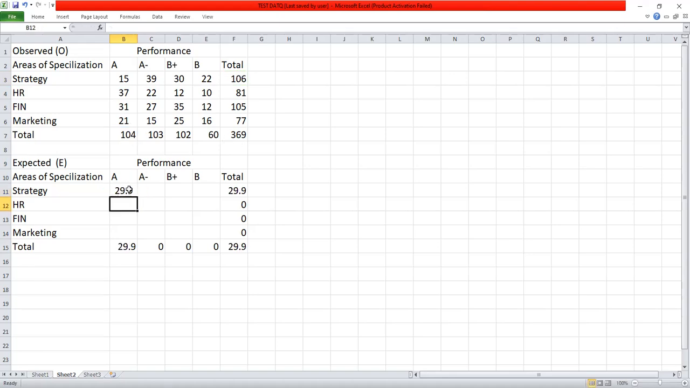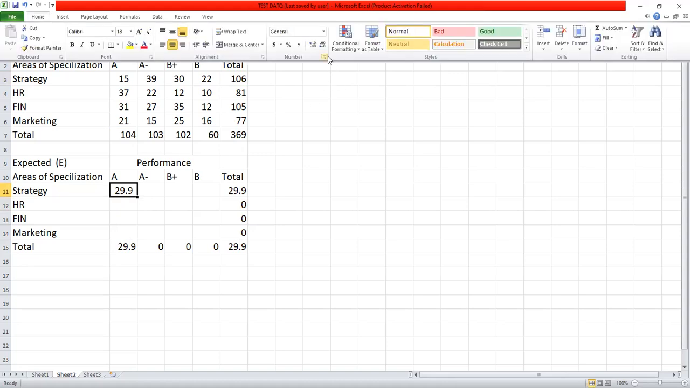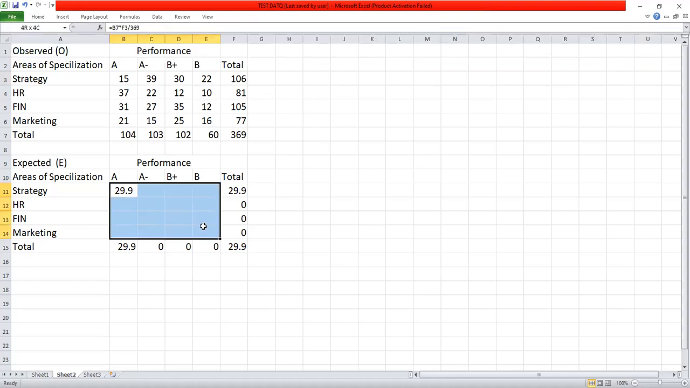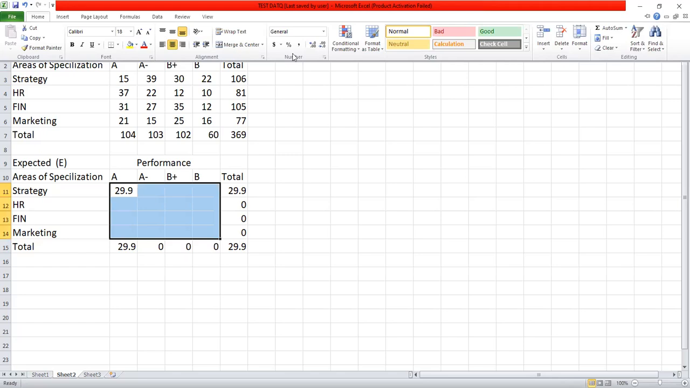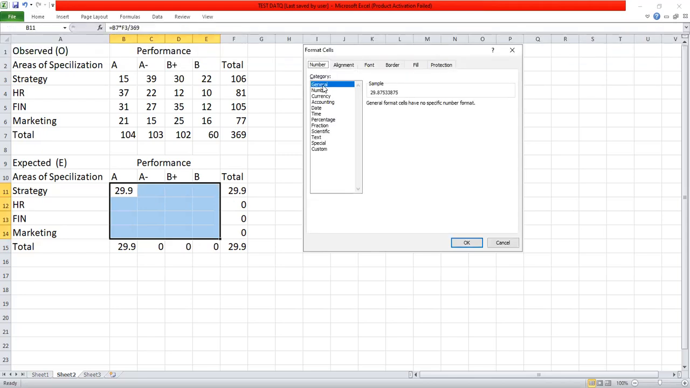So that is the expected frequency. I want to put this in 0 decimal places so that we are okay. That is the expected frequency that corresponds to 15. Where is that? Here.